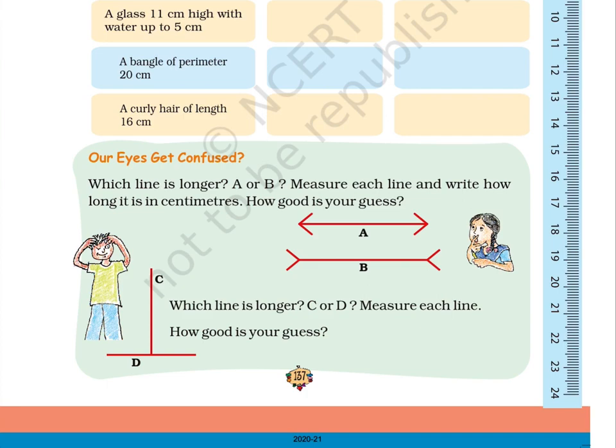To the left side and bottom of the page, we have again 2 lines perpendicular to each other. They are marked as C and D. Which line is longer, C or D? Measure each line. How good is your guess?